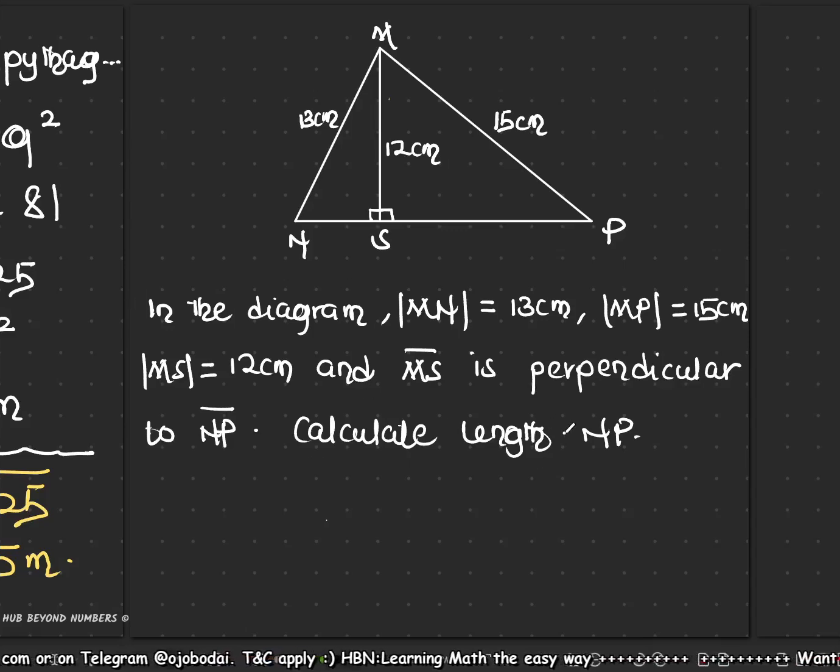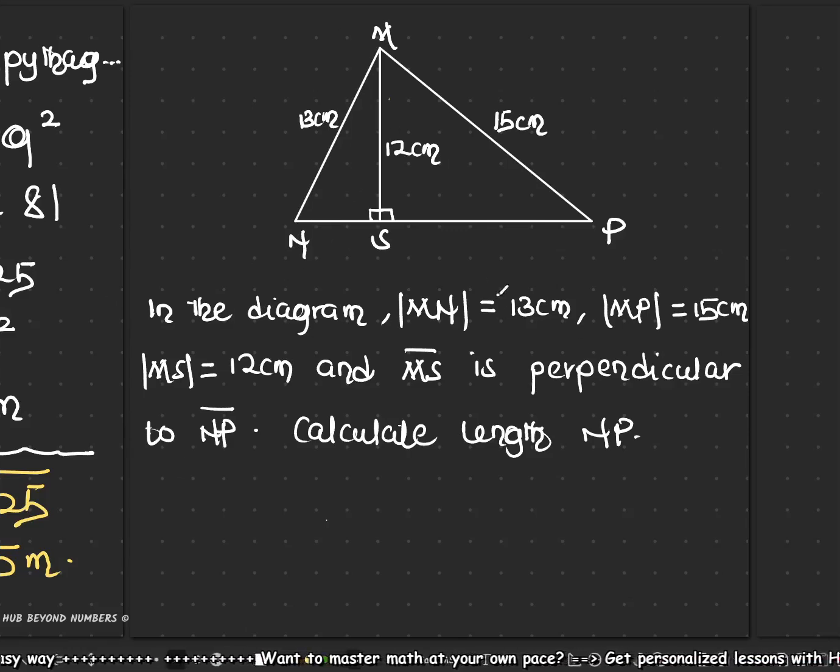So you have to calculate the length of NP. Now you have to pay a critical look at this question over here. You have to calculate the length NP. To solve for NP, we first need the length of what? NS. You see? So after the length of NS, then we can solve for the length of SP as well. And then from there, we can add them up to give us our NP. So let's first of all solve for NS.